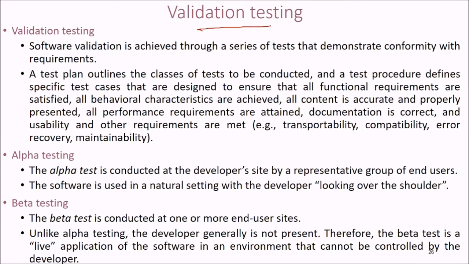Then we come to validation testing. In validation testing, software validation is achieved through a series of tests that demonstrate conformity with the requirements. So we are much more interested in our requirements. A test plan outlines the classes of tests to be conducted, and the test procedure defines the specific test cases that are designed to ensure that all functional requirements are satisfied, all behavioral characteristics are achieved, all content is accurate and properly presented, all performance requirements are attained, documentation is correct, and the usability and other requirements are met, like transportability, compatibility, error recoverability, and maintainability.